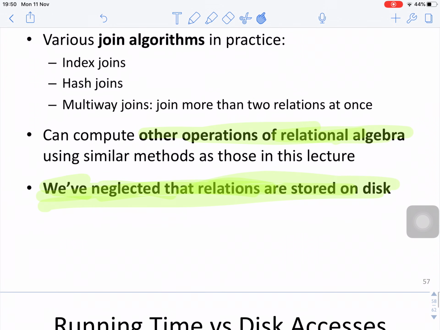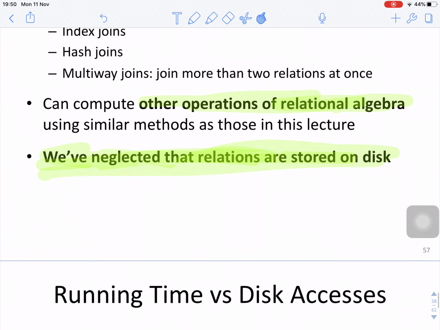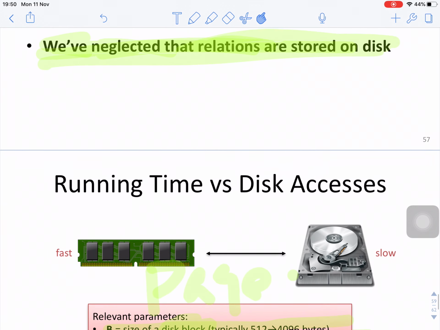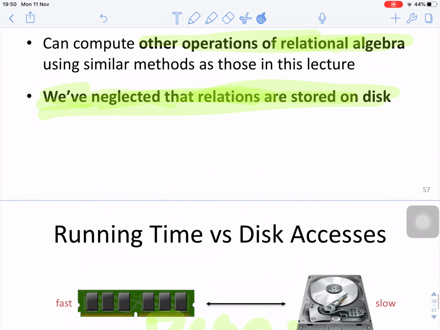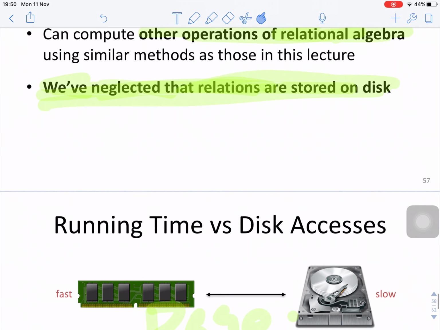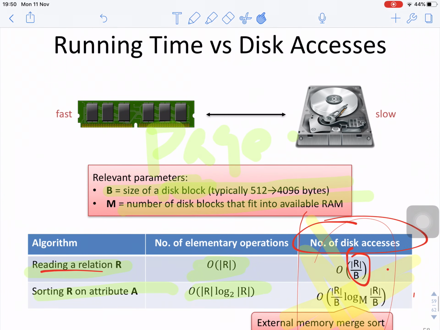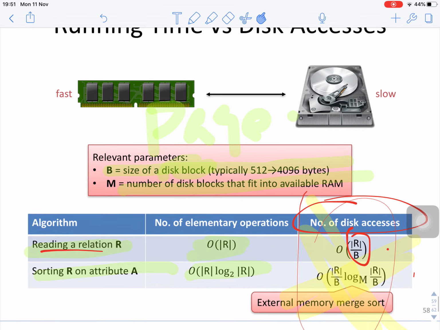As a remark, there are various join algorithms. We have the hash join, index join, and others. For the other computations of relational algebra, we neglect that the relation is stored on the disk. We did not consider the disk. We are just thinking about memory access, not disk access.